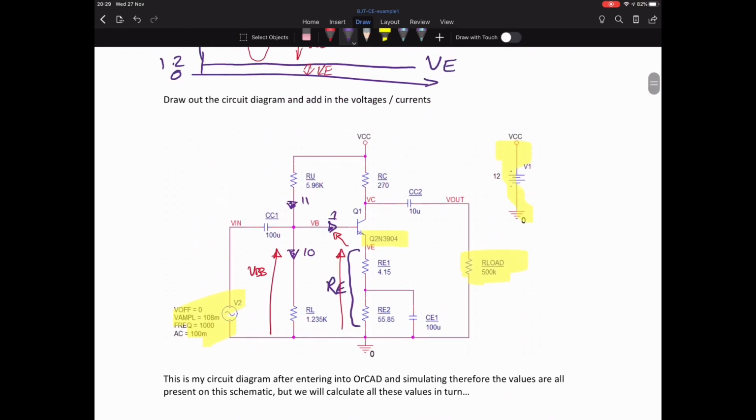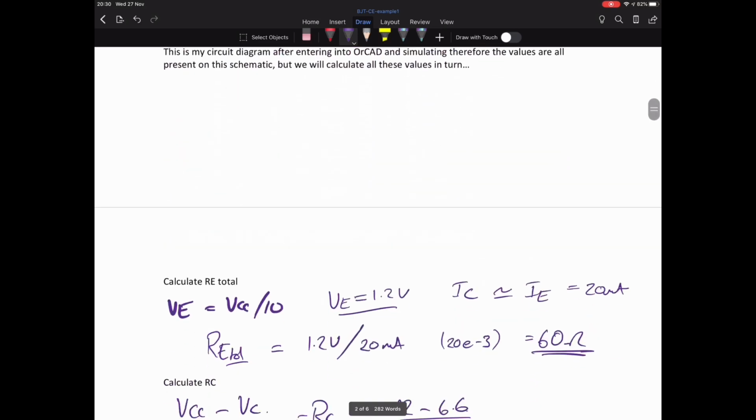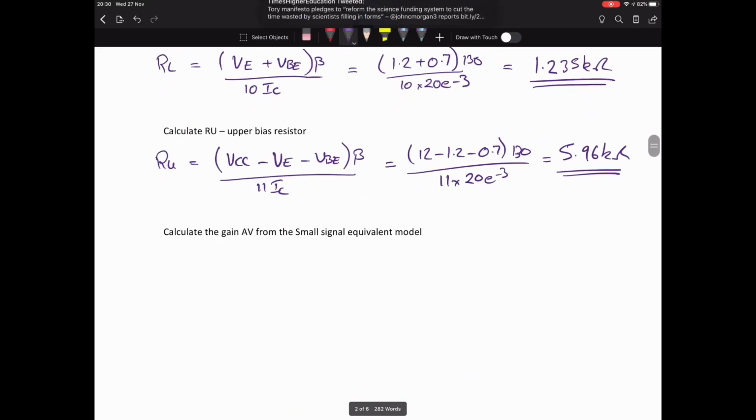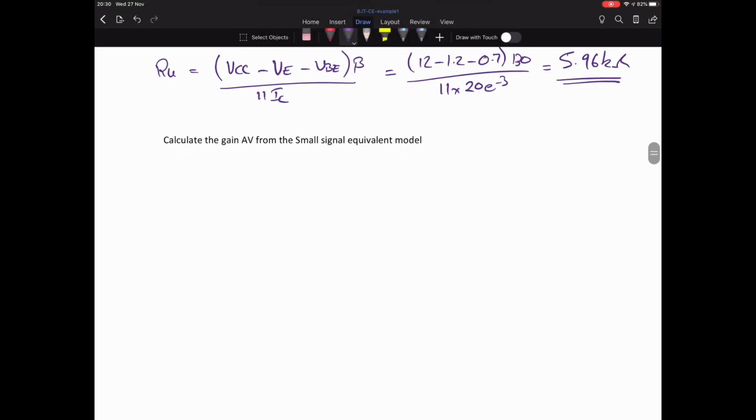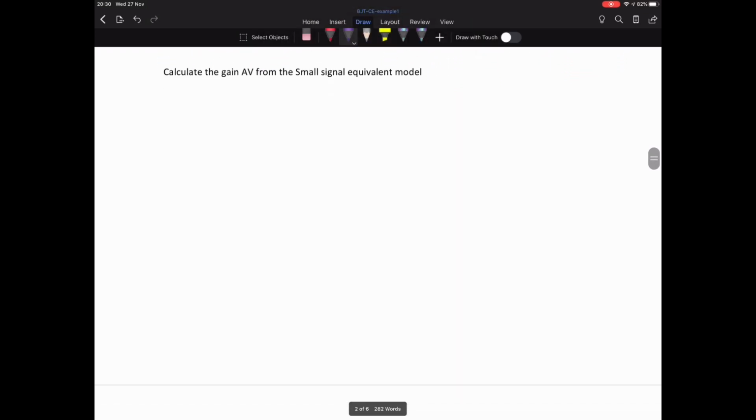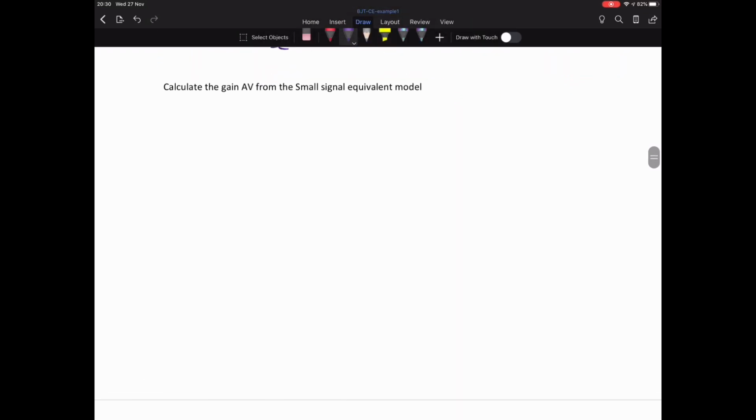So we've designed on the circuit diagram, I always like to tick these off, the upper and the lower bias, the collector resistance and RE. We're obviously going to now need to calculate the values for RE1 and for RE2, because those are splitting the emitter resistance to calculate gain or the actual bias level. Now what I'm going to do first, I'm actually going to have a look at the small signal equivalent model to calculate the equation for gain.